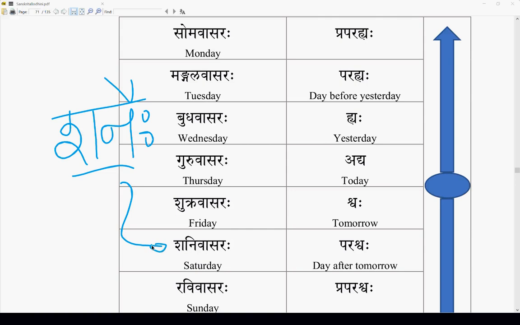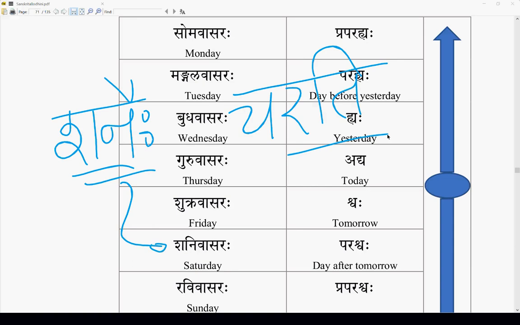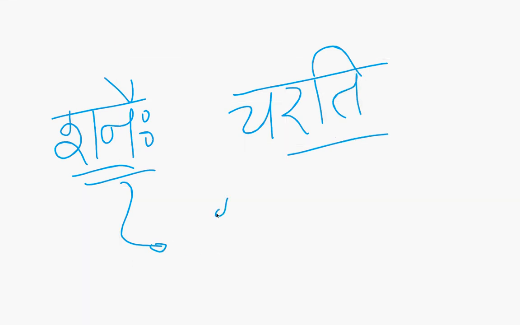Because Shanaihi Charati iti Shanaishcharaha. His alternate name is also Shanaishchara, right? Shani, that we conceptualize as a god who is ruling that planet, Shani Graha, because he is moving Shanaihi. Shanaihi Charati. Charati means moves, goes. Gachati. Shanaihi Charati. So Shani's alternate name is Shanaishchara.